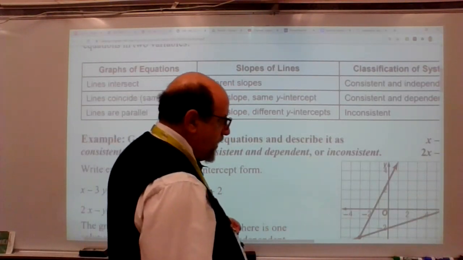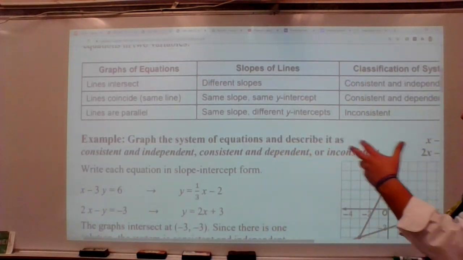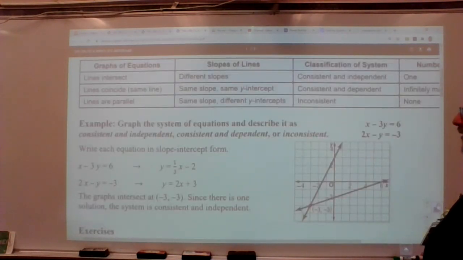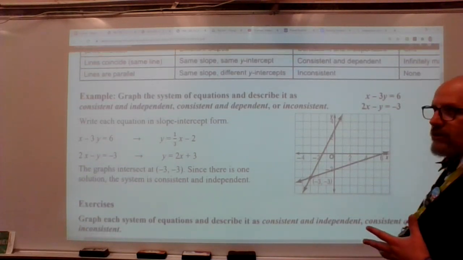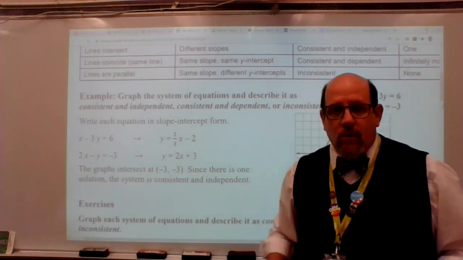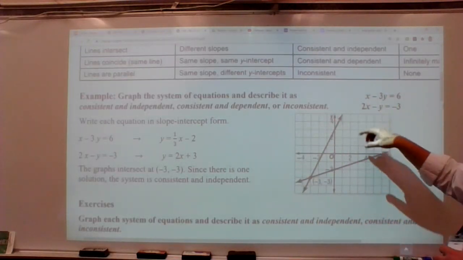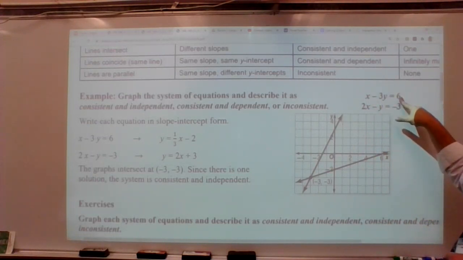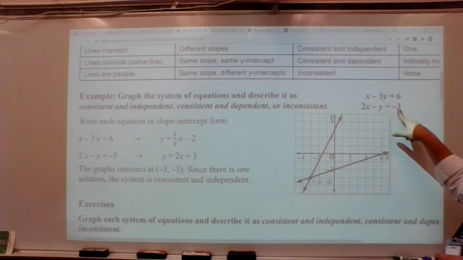Now, here's the fun part. How do we do this, sir? You keep telling me all these fun things about mathematics, but you can't tell me how to do this, right? Well, here we go. We're given a system of equations. The first equation in standard form is x minus 3y equals 6. And the second is 2x minus y equals negative 3.